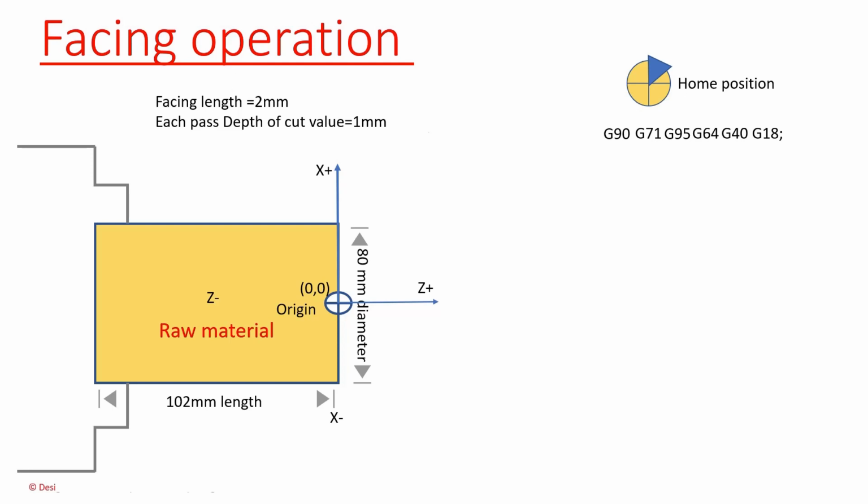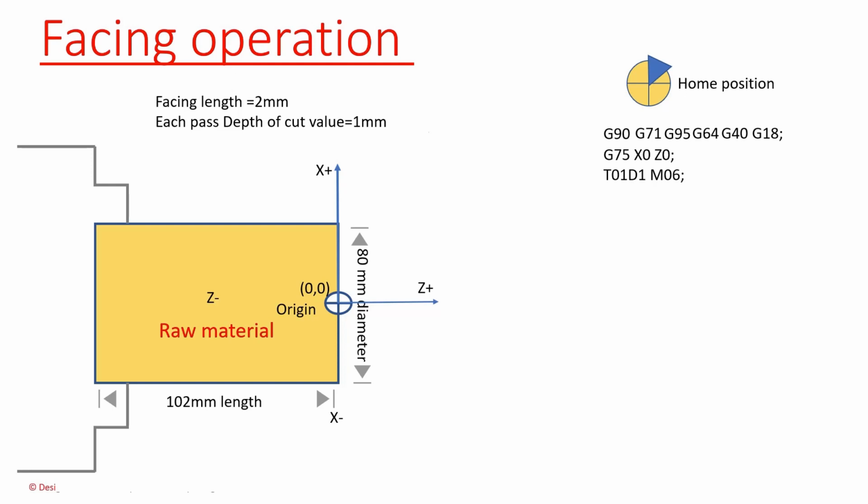Move on to the next block. G75 X0 Z0. It means return to the reference point. Next, select the tool. T01 D1 M06. T01 means tool number. D1 means tool offset number. M06 tool change at home position.